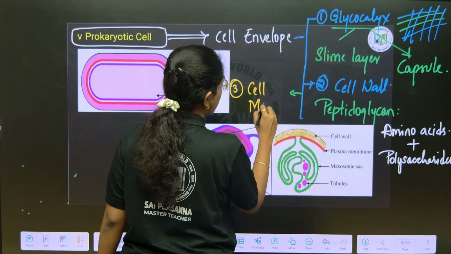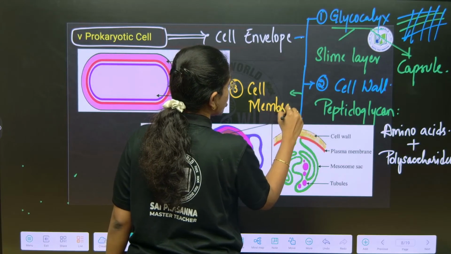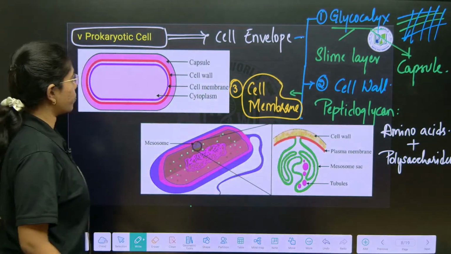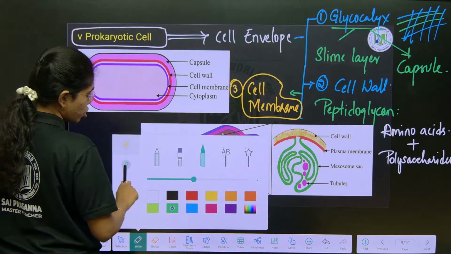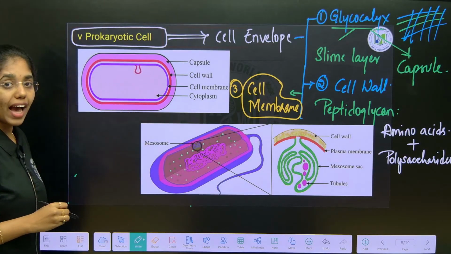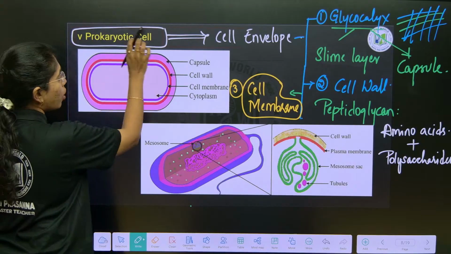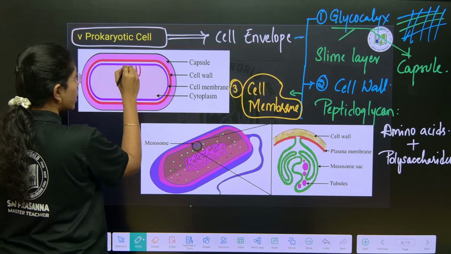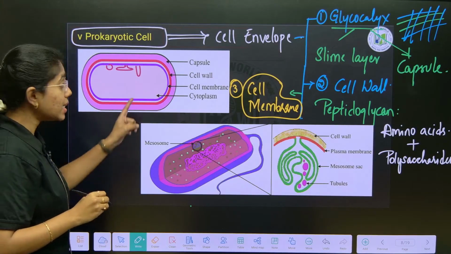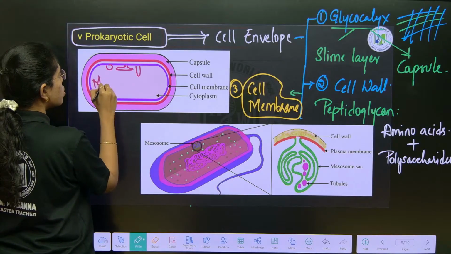Cell membrane. The cell membrane has some extensions or invaginations towards the cytoplasm, like this. These invaginations can be in the form of tubules, lamellae, or vesicles. These invaginations are known as mesosomes.